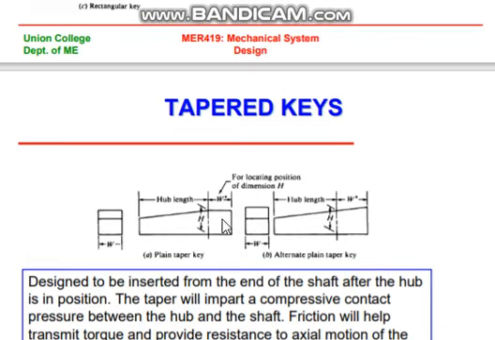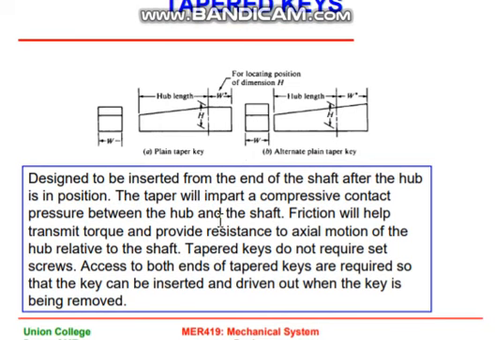You see tapered keys. We studied about the tapers that are present in the keys. That is, the taper is of the order of 1 in 100. The key is designed to be inserted from the end of the shaft after the hub is in position. First take the pulley and assemble it on the shaft, and then you match the holes. Holes means what? The keyways. You match them, and afterwards you insert the key.